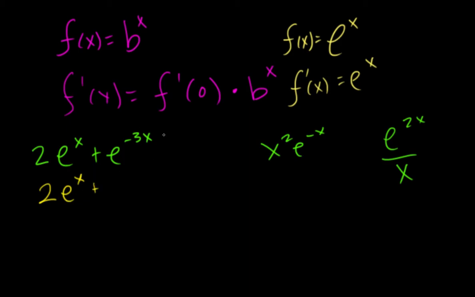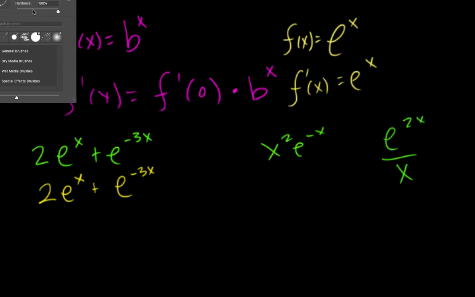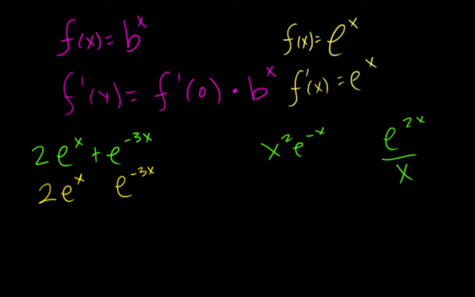Now, when we have a different exponent that's not just x, we're going to rewrite the original, and then because of the chain rule, we're going to multiply that by the derivative of the exponent. So we bring that down, and that's just negative 3, because the derivative of the inside was negative 3. So overall, that is the derivative of that function.